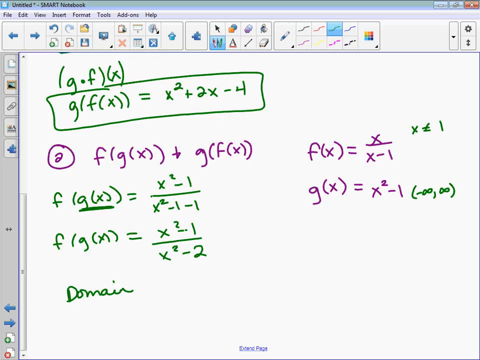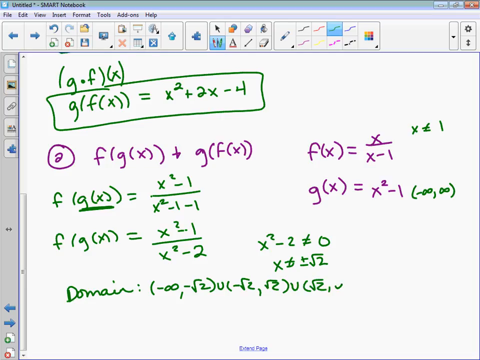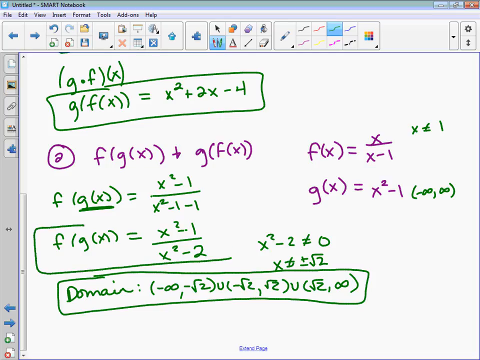We have a fraction, right? So what do we worry about with a fraction? The bottom. So that x squared minus 2, remember, that cannot equal 0. So what does that mean x cannot equal? Plus or minus square root of 2. Yeah, because if you solve that, you'd add 2 and then take the square root. So the way you write your domain: negative infinity to negative root 2, negative root 2 to root 2, and then root 2 to infinity. So that's the domain, and that is your f of g of x.